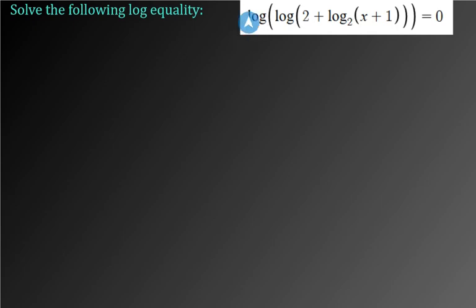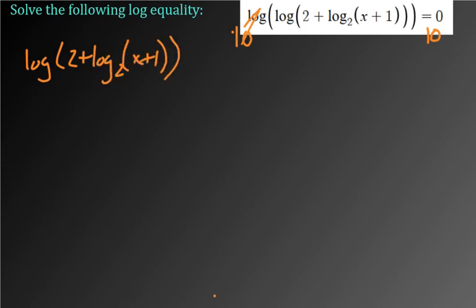So you have just log here, and the base is not written. And we know from that other video that that's a base 10. So use base 10 log to cancel that one. And if you do that, then you would cancel that thing. You're going to get log of 2 plus log base 2, x plus 1. And then over here, 10 to the 0 is 1, right?